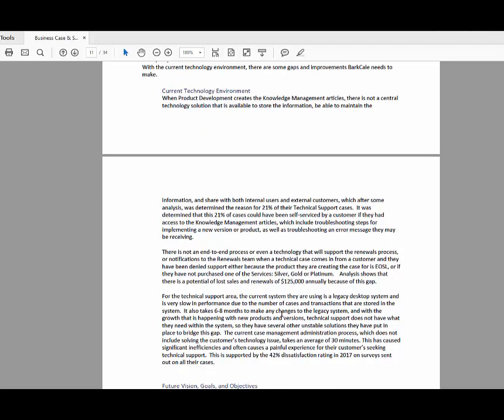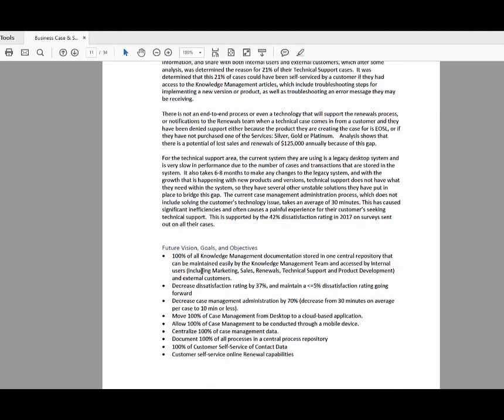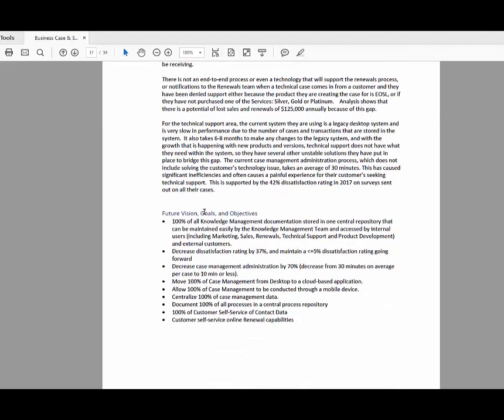In this instance, we talk about that they have a legacy desktop system. There's not an overall end-to-end process for technology, and there are no central solutions. They have a lot of pain points and data to back this up. Things such as, this is supported by the 42% dissatisfaction rating in 2017 on surveys sent out on all their cases. This was a lot of the background for what even sparked the project for happening. You'll then be asked to map out their future visions, goals, and objectives for their IT environment.